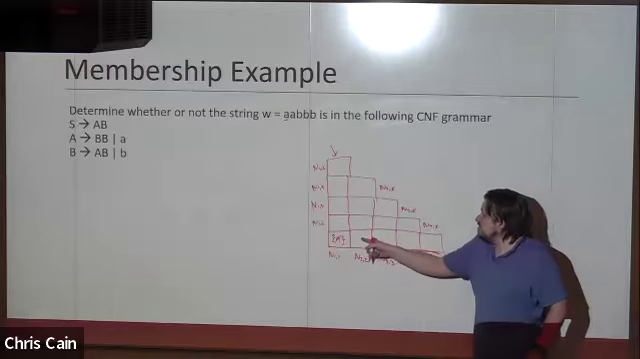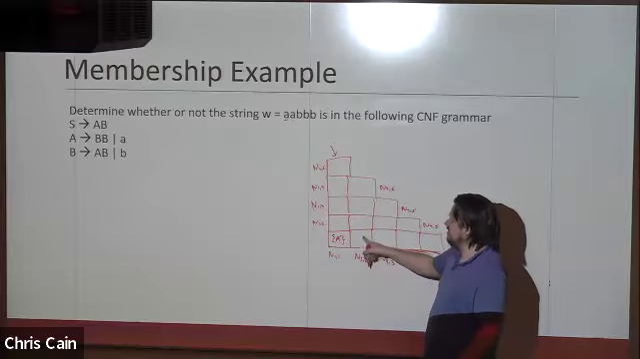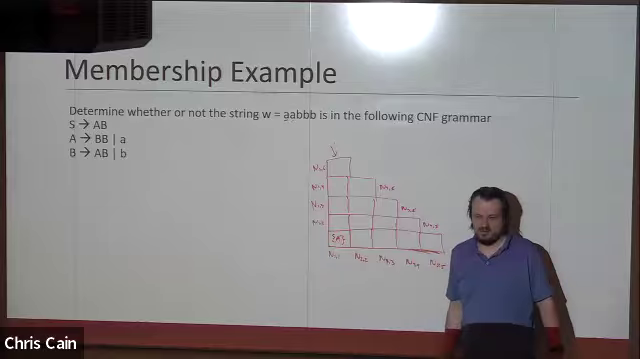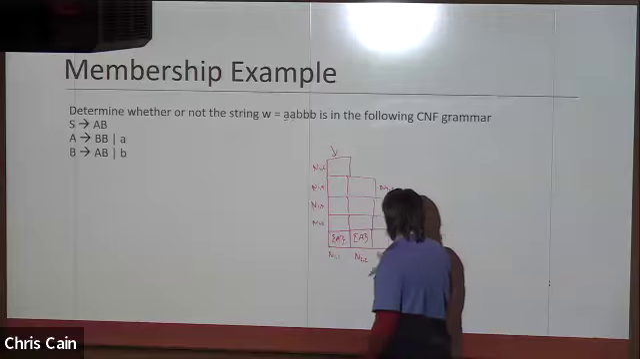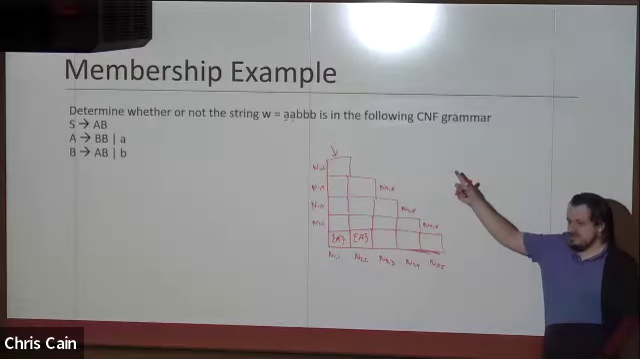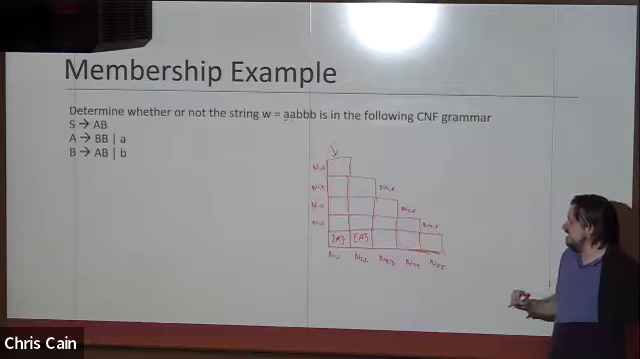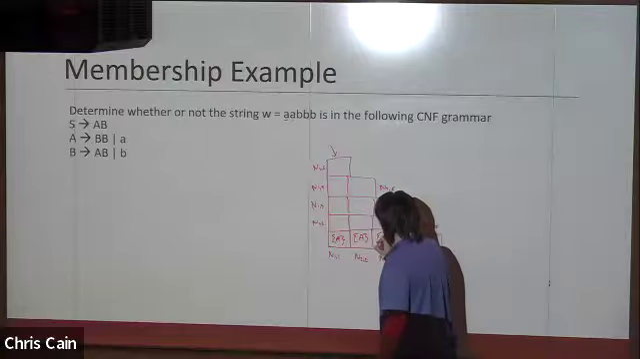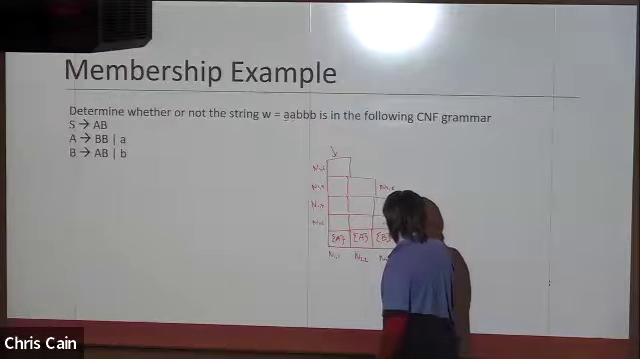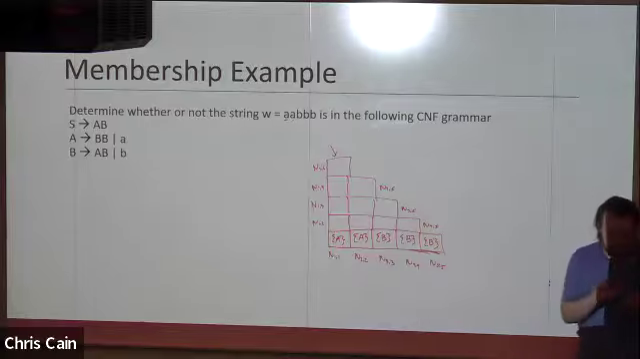Same thing for N22, except now we're looking at the second A. So what can produce just an A from the right-hand side, and it's the set that contains A. For this, we're looking at the third character. We're looking for the left-hand side of everything that can produce on the right-hand side a lowercase b, which is just the production B. And we'll see that that continues throughout the rest of the table. And we have a first row.